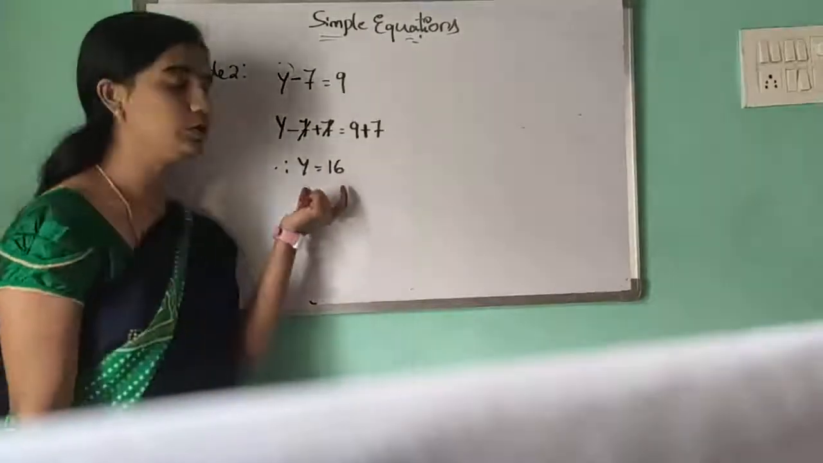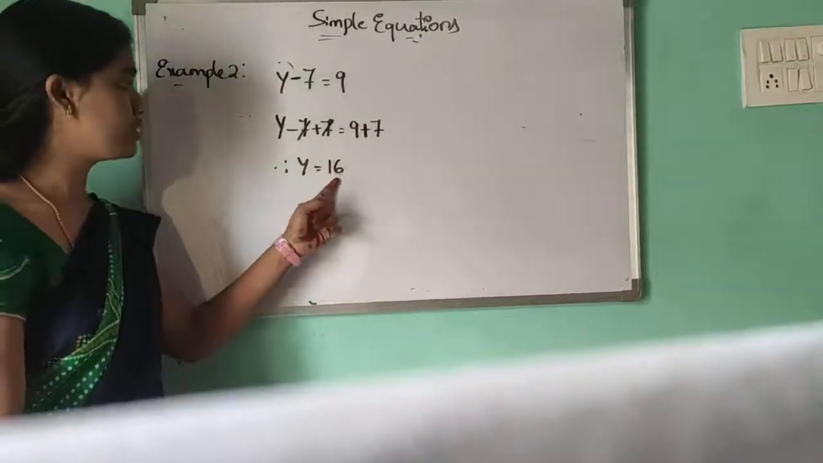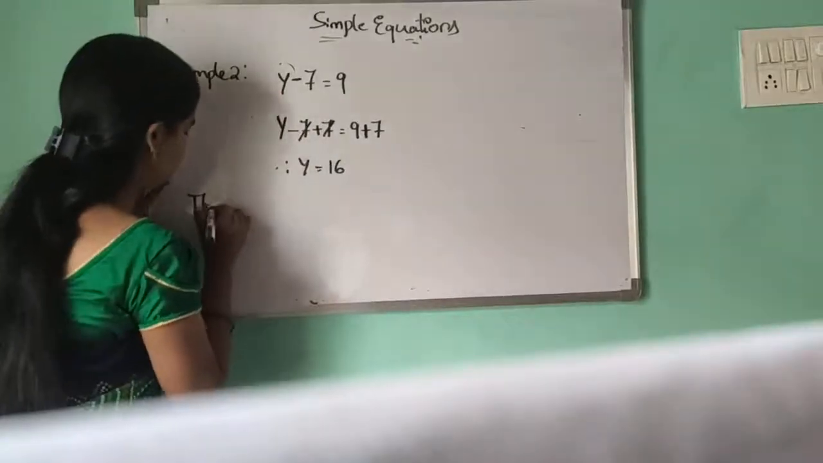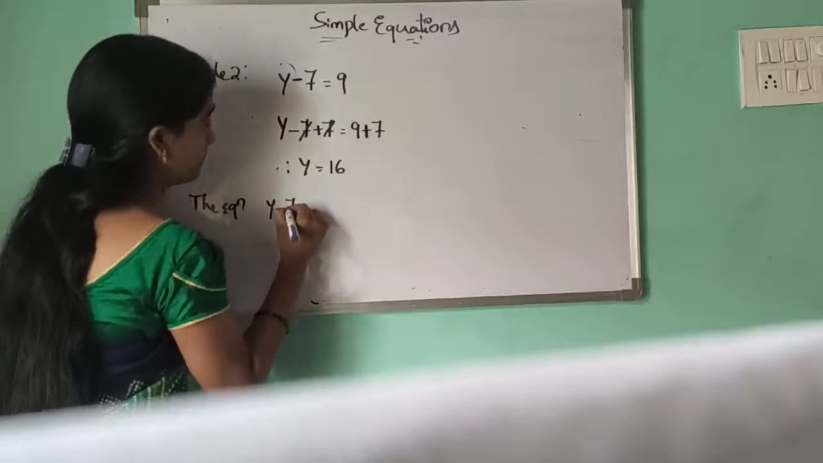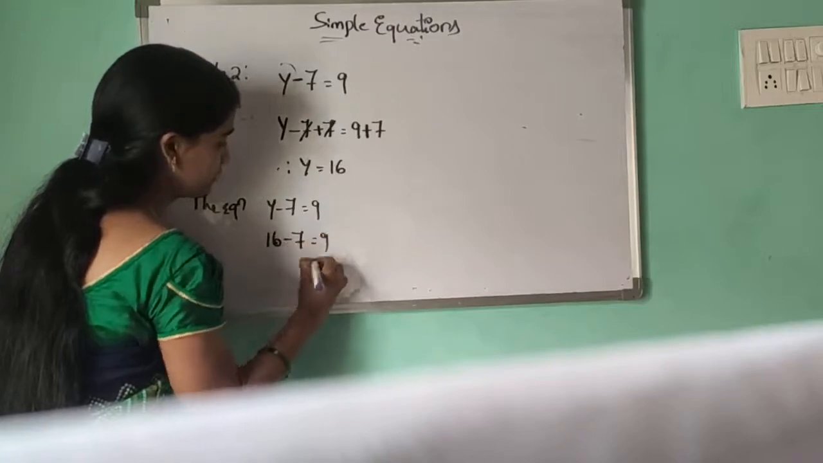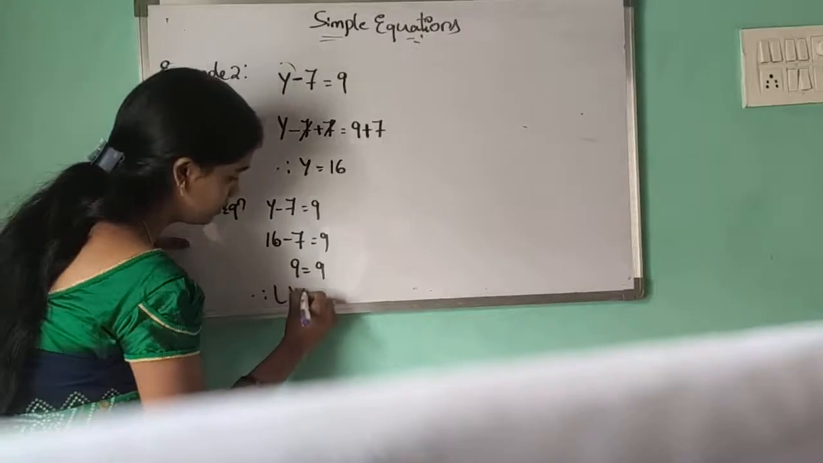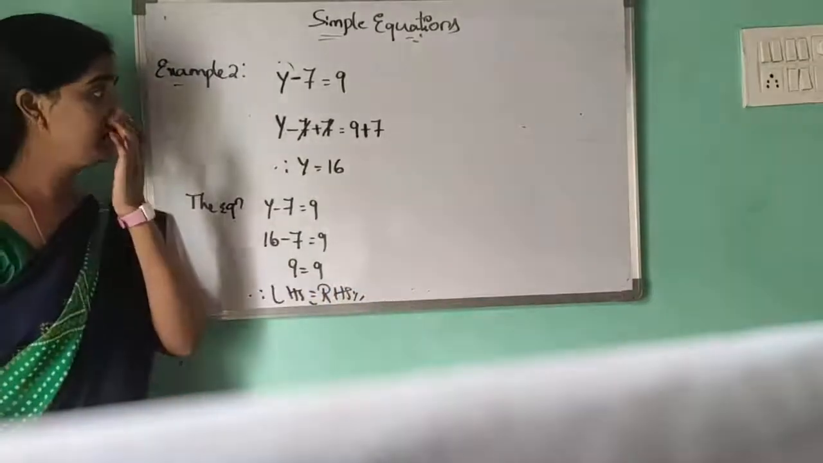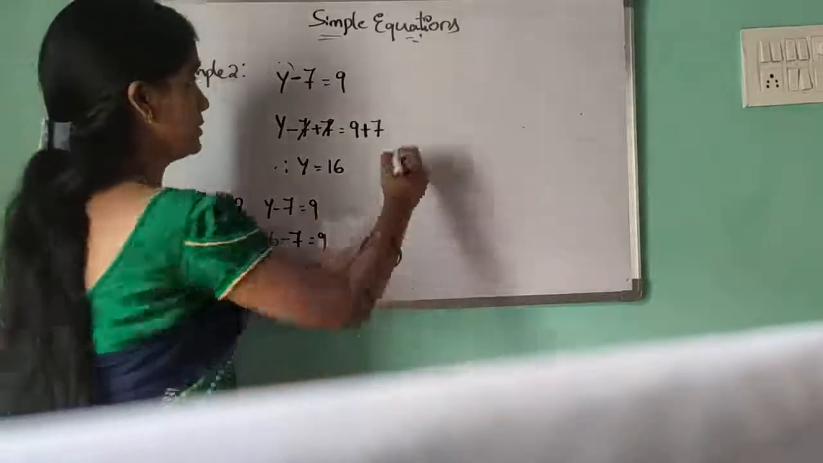So here the y value is equal to 16. Is it correct or not? How to check? Substitute the y value in the given equation. Given equation y minus 7 equals 9. The y value is 16, so 16 minus 7 is 9. So 9 equals 9. LHS equals RHS.